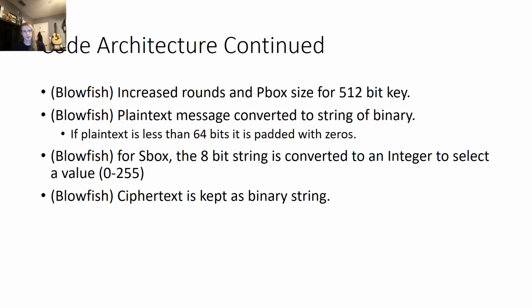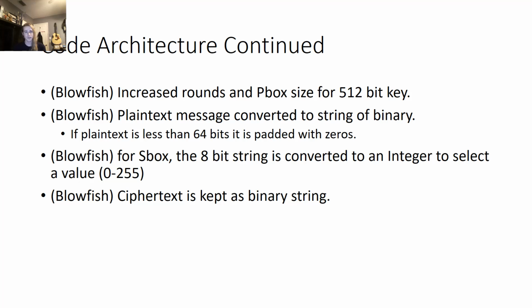So for our code architecture continued, we will increase the rounds of pbox to allow for a 512-bit key, and our plaintext message will be converted to a string of binary. If the plaintext is less than 64 bits, in any case, it will be padded with zeros, and then that will also be encrypted. For our sbox, the 8-bit string is converted to an integer to select the value between 0 and 255, because the most you can represent in 8 bits is 255, which is why our sboxes contain that many values.